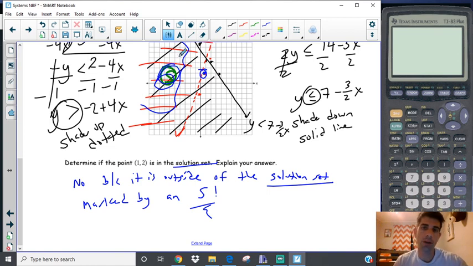There you go. A quick rundown on graphing inequalities. Use your calculator as much as you can. Remember that shade up, shade down, when you're solid, when you're dotted.